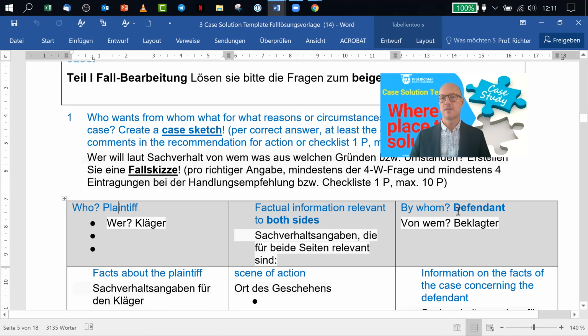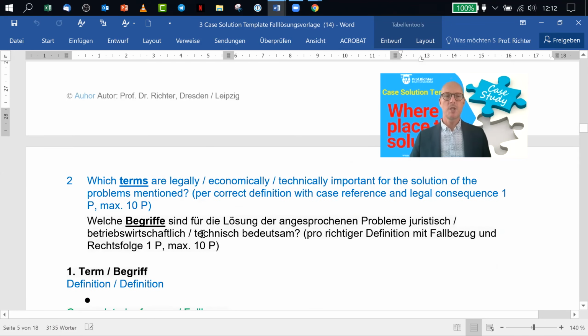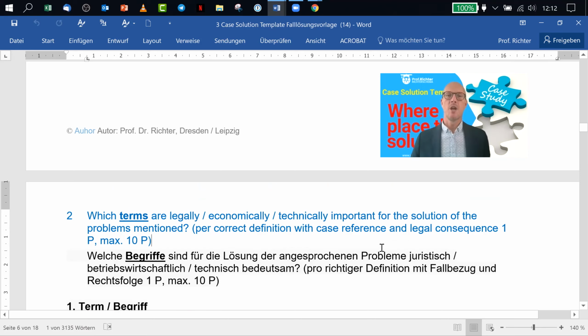For the plaintiff's and defendant's details. Good. So this is very important. This is the first part. The second part is about the terms: which terms are legally or economically or technically important for the solution of the problems you mentioned.